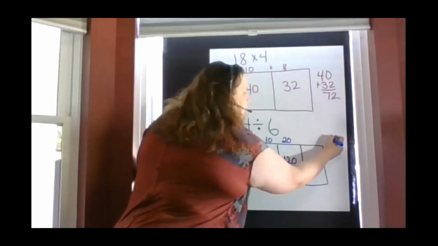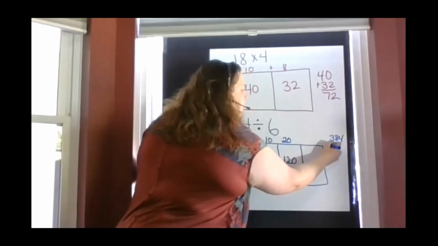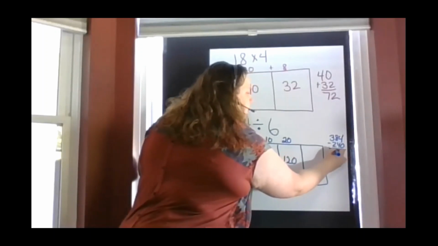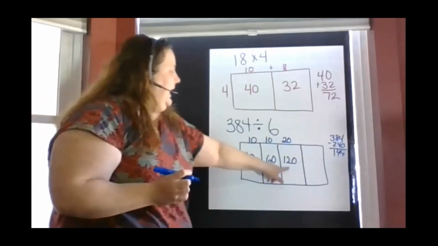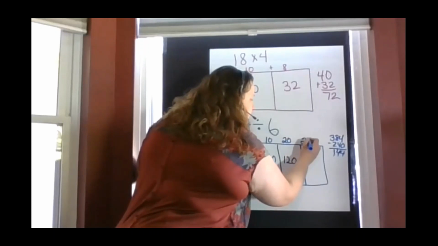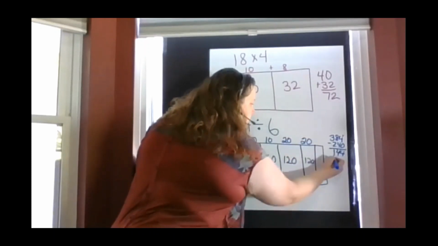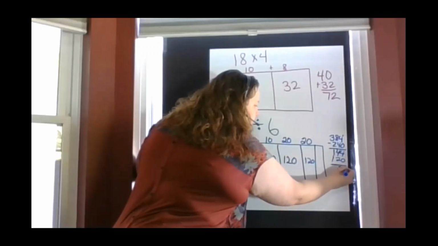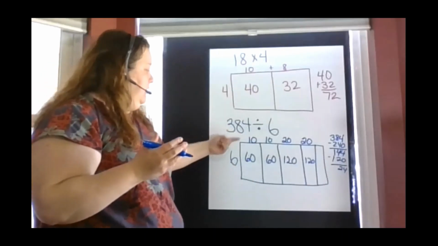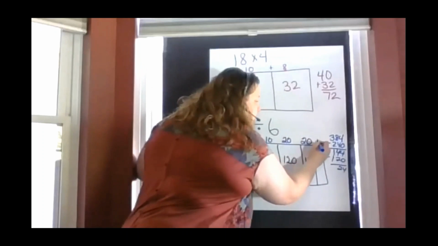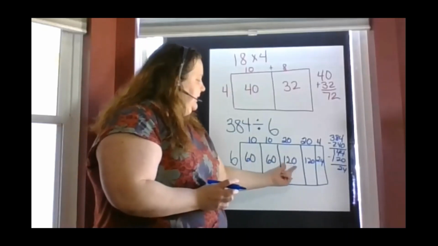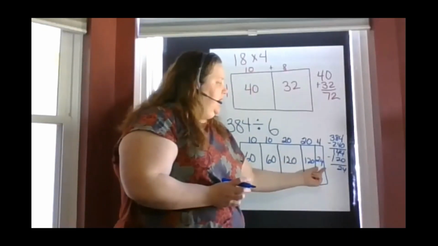If I need to, I can keep track over here. 384, I have subtracted 240 so far. I have 144 more to go. I can take another 120 out of that, so I could take another 20. And now I have 24 more left to go. 6 goes into 24 4 times. So when I look at this area, 60 plus 120 plus 120 plus 24 is equal to 384.